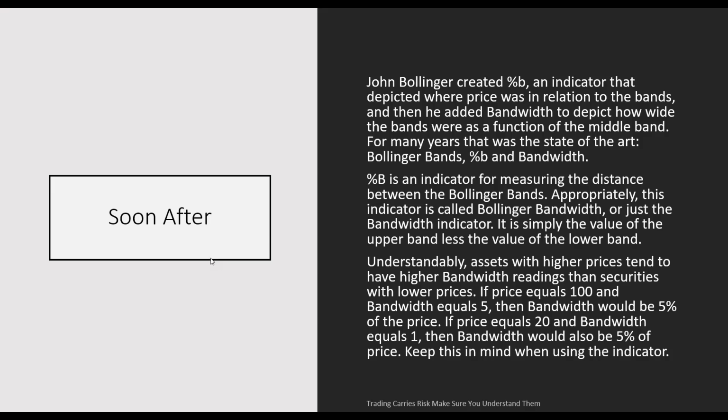Because we're constantly looking, remember I told you, we want to see where the band is and where the moving average is and where price stands between the upper and the lower bands. Well, he then put this into a mathematical calculation. The wider the bands get, the more volatile the market is. Appropriately, this indicator is just called the Bollinger Band bandwidth, or just the bandwidth indicator. And it's simply the value of the upper band less the value of the lower band.